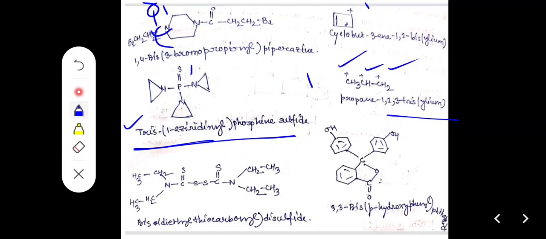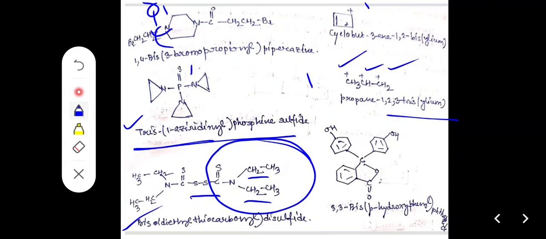Okay. Next one, bis(diethylthiocarbonyl) disulfide. Okay. Bis(diethylthiocarbonyl) means what? This type of unit. Diethyl, 2 ethyl groups are present. Thiocarbonyl means what? C double bond S. Okay, diethylthiocarbonyl, C double bond S, because C double bond O is termed carbonyl and C double bond S is termed thiocarbonyl, and disulfide because of the S-S linkage. So we can say bis(diethylthiocarbonyl) disulfide.